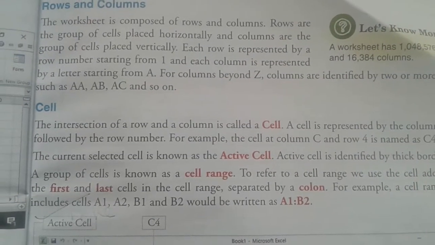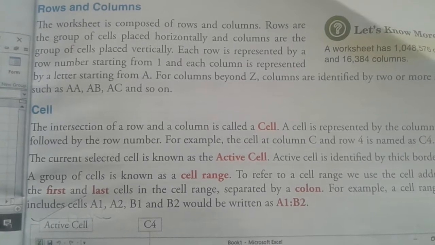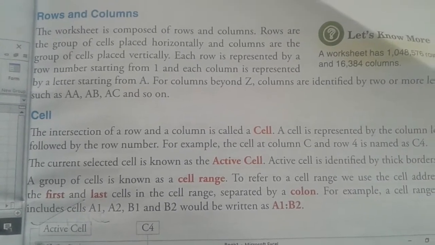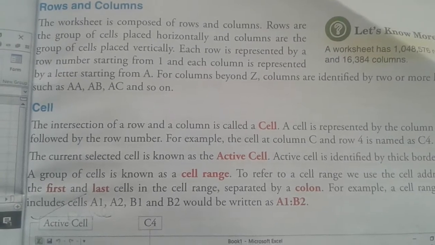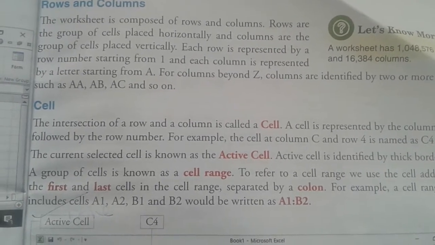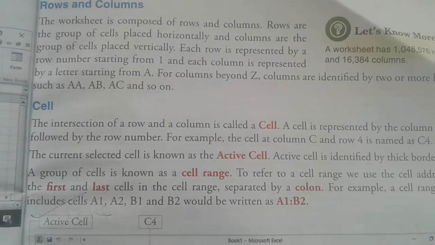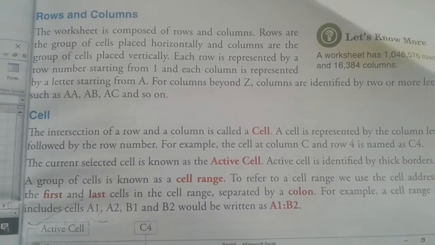What is ribbon? The ribbon is the strip. Ribbon is a strip of buttons and icons located above the worksheet. It contains all the commands that we need to perform any task in the Excel sheet. The ribbon consists of main tabs. So this one is the definition of ribbon.